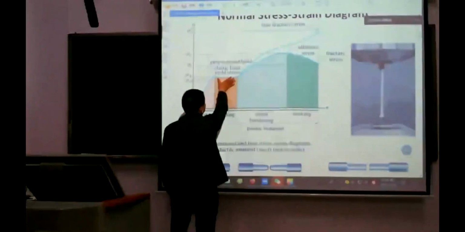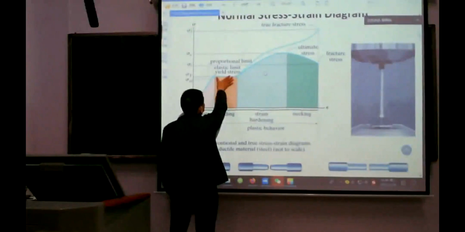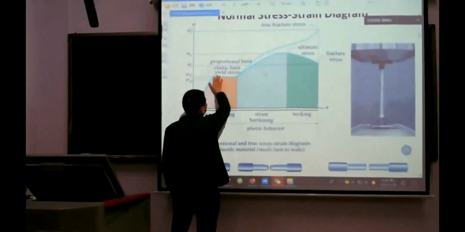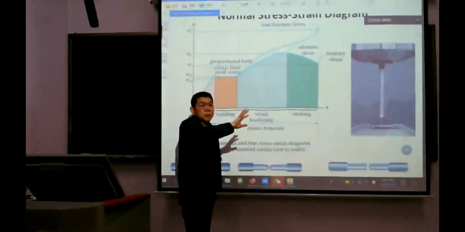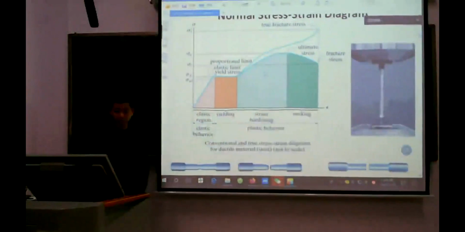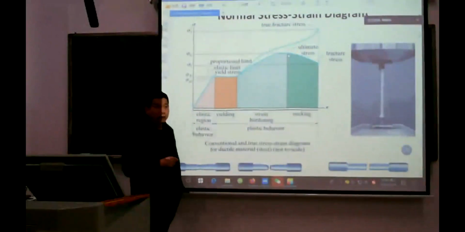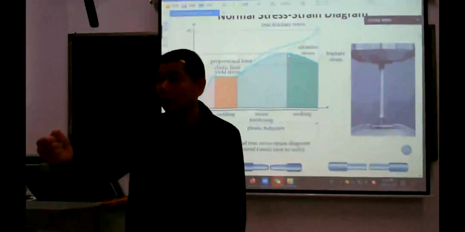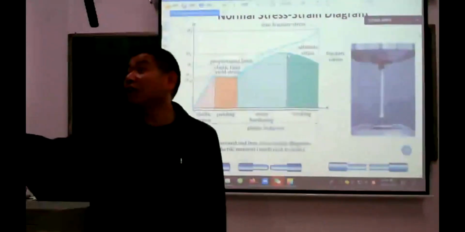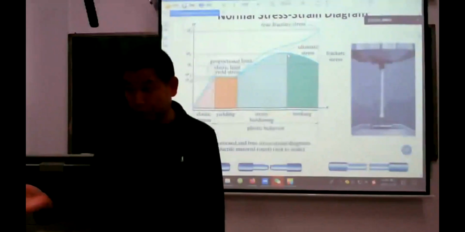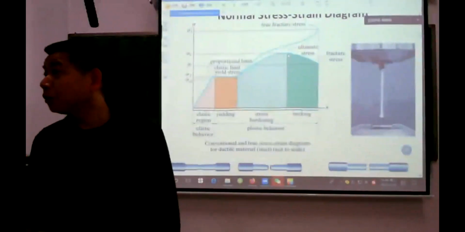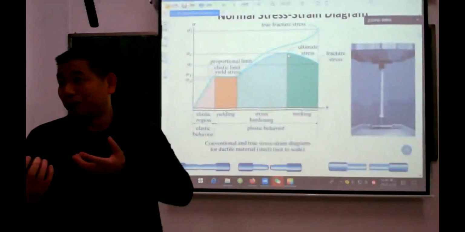In this section, the deformation goes up, but the stress doesn't go up. Why? Because the material is yielding. It means when you hit someone, he can't hit you back. He just takes it. He just accepts it. Yes or no?